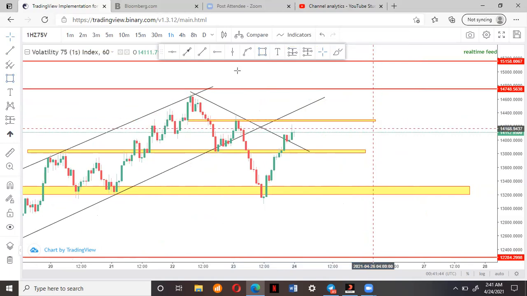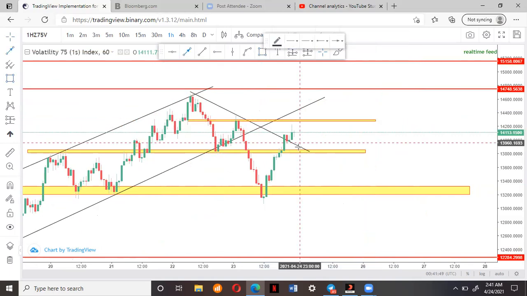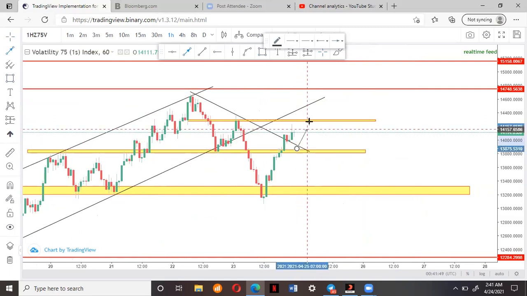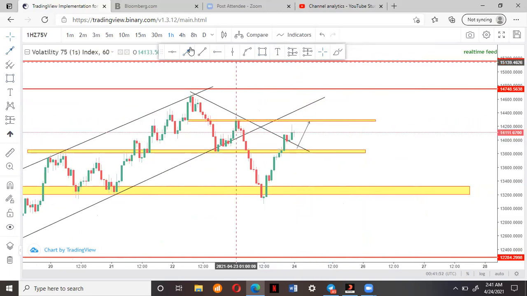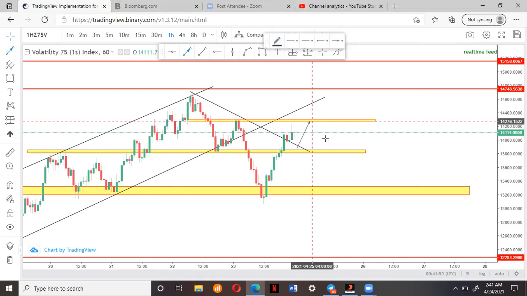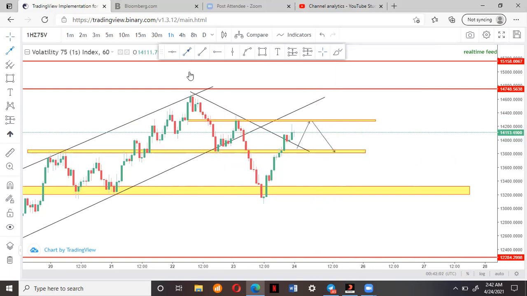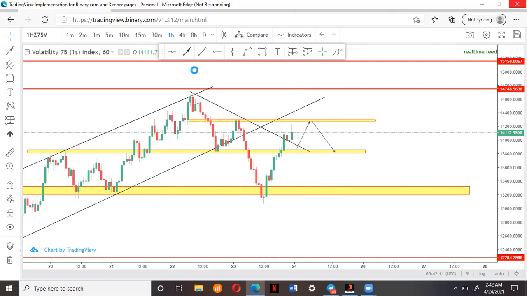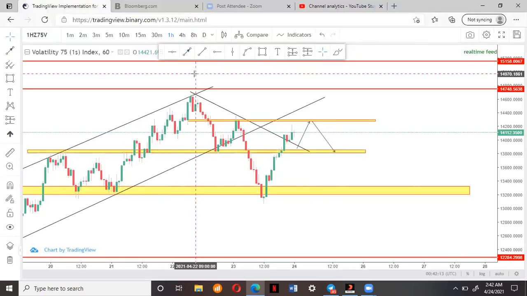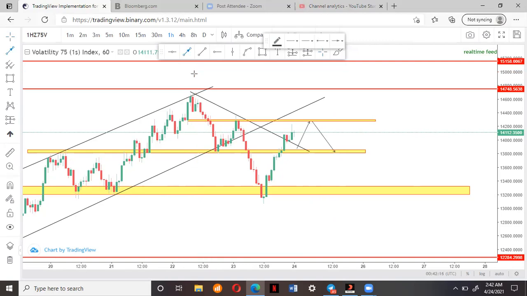So what we can expect is for it to come to this level, then come down for a complete structure of the inverse head and shoulder. So we can expect that. We are not saying it will happen, but if we see it coming up to here and coming down here, we can expect a full structure of this inverse head and shoulder.